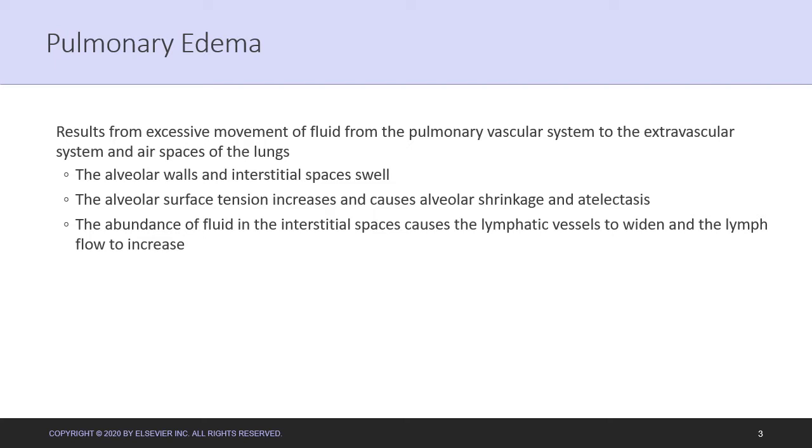Fluid first seeps into the paravascular and parabronchial interstitial spaces, and depending on the degree of severity, fluid may progressively move into the alveoli, bronchioles, or even bronchi. As a consequence of this fluid movement, the alveolar walls and interstitial spaces swell. As swelling intensifies, the alveolar surface tension increases and causes alveolar shrinkage and atelectasis.